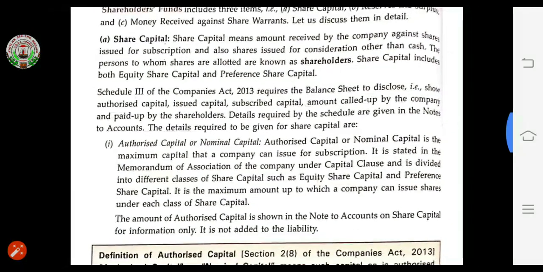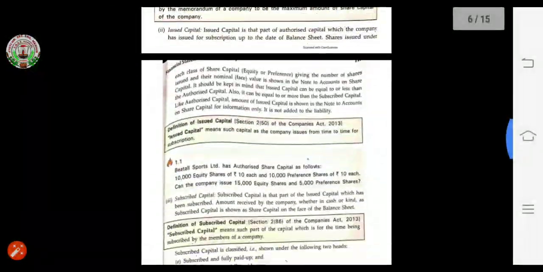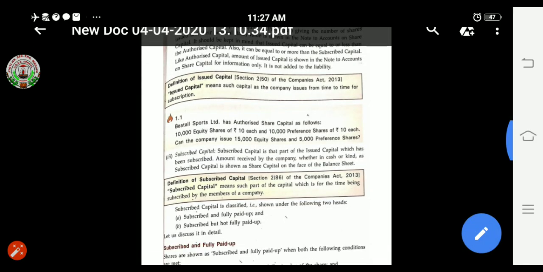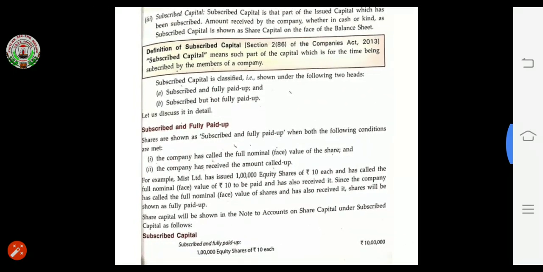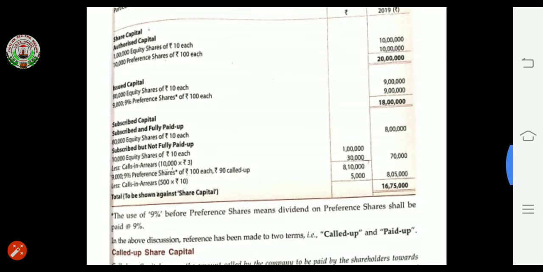Now this share capital is written like this. Here you can see share capital is of three kinds. First, the subheads: we have authorized capital, second issued capital, third subscribed capital.